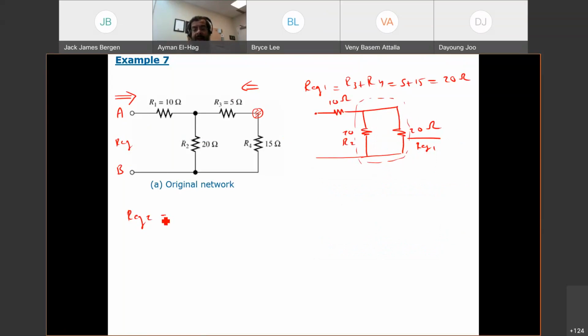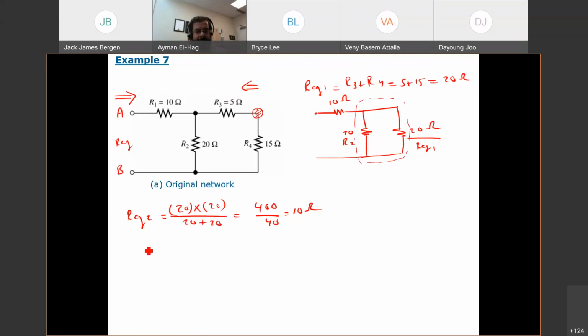Because they are in parallel, how do you find it? You multiply them and you divide by their summation. So it becomes 20 times 20 divided by 20 plus 20. And this is equal to 400 divided by 40. And this gives me 10 ohm. You will realize later on, once you have two resistors in parallel with the same value, the equivalent is half of this value.